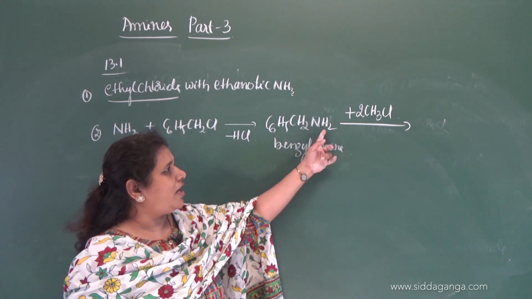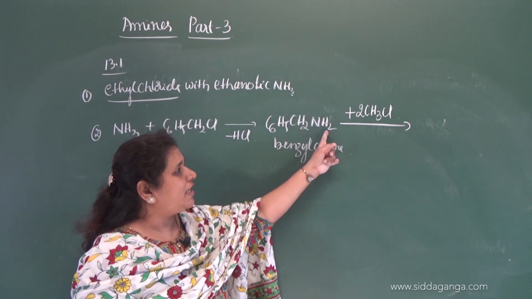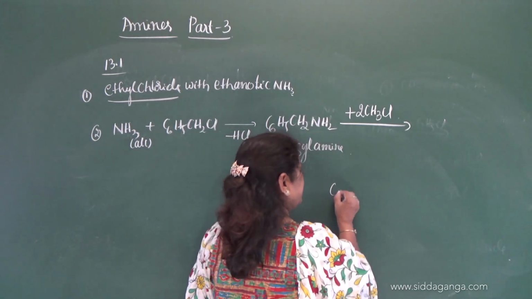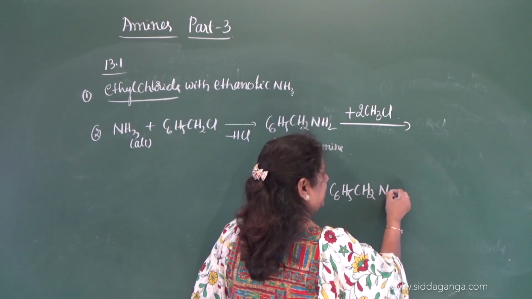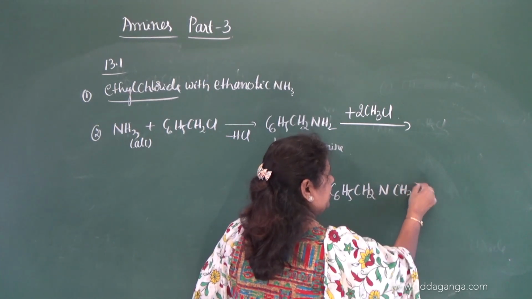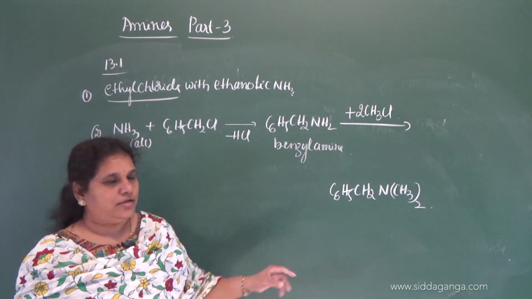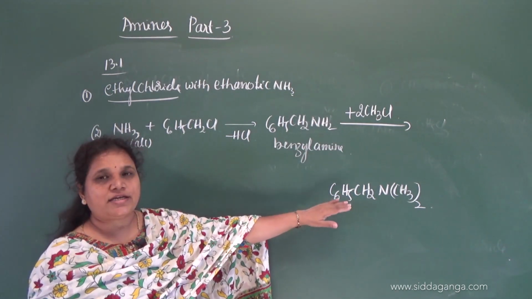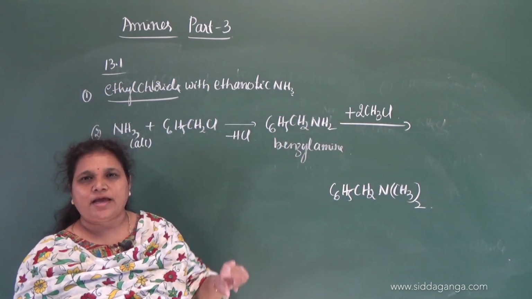Since we have 2 hydrogen atoms in the amino group, both hydrogen atoms are replaced by methyl groups. Then what you get? C6H5CH2N(CH3)2. So this is the product, a tertiary amine. You will get a tertiary amine after treating it with 2 moles of methyl chloride.